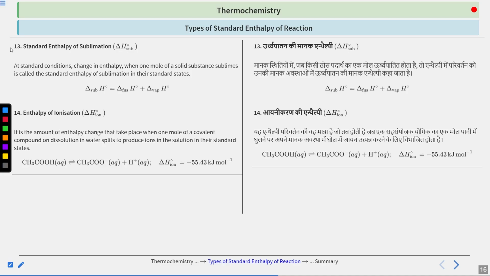So this is an example. If you're taking acetic acid and converting it into acetate ion and H plus, in this case it is called the standard enthalpy of ionization.